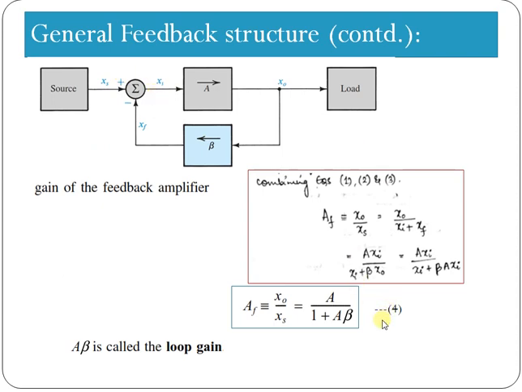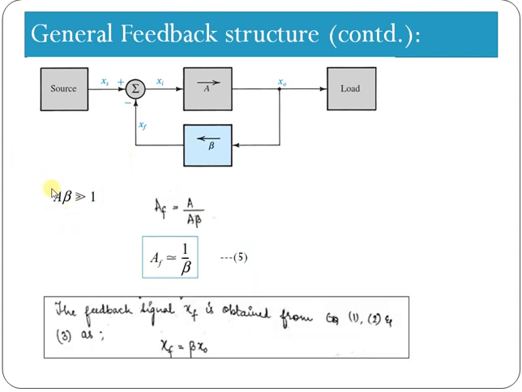So this equation number 4 indicates that for a positive value of A beta, the gain with feedback, that is AF, will be less than the open loop gain A by a factor which is equal to 1 plus A beta. And this factor 1 plus A beta is called the amount of feedback. So usually the value of this feedback factor A beta is considered to be very large, so it's greater than 1.